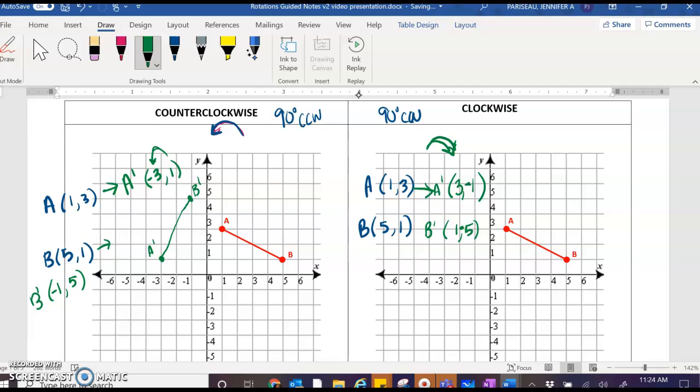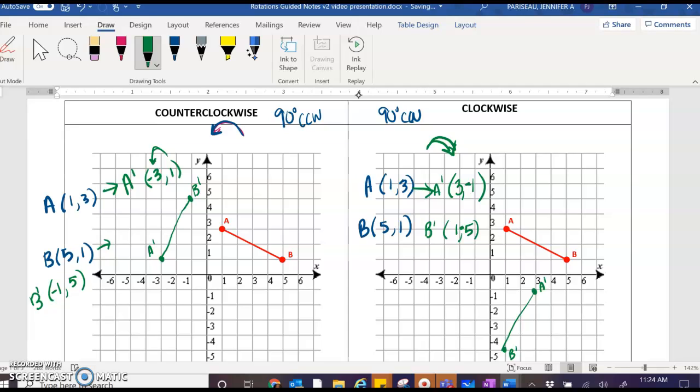So then I could graph it. So 3, -1 is A prime, and 1, -5 is B prime, and there is my 90 degrees clockwise rotation.